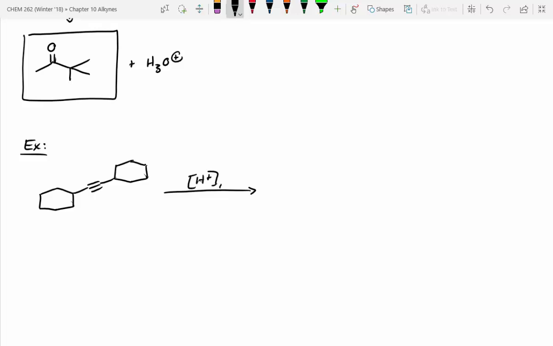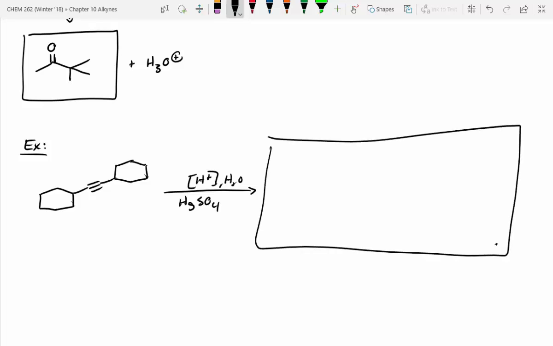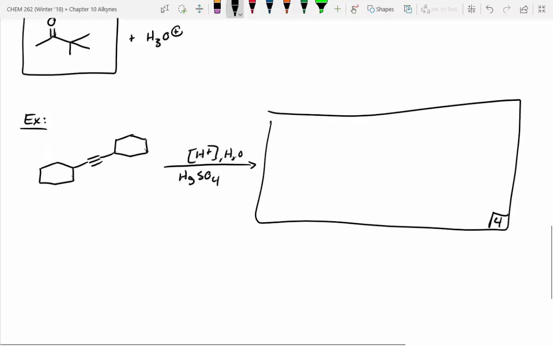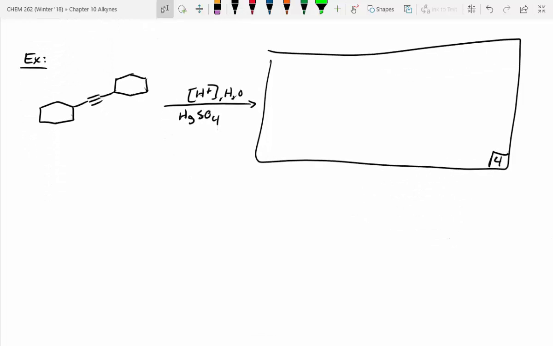So acid, H2O, mercury sulfate, and this will be a 4-point question. Then for problem 2, I'm going to give you guys a slightly different one.